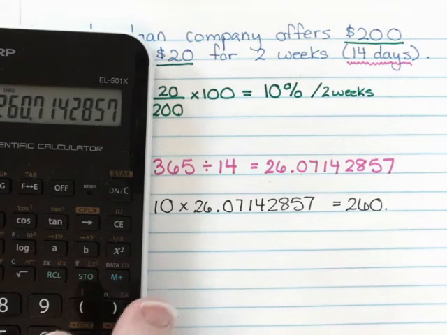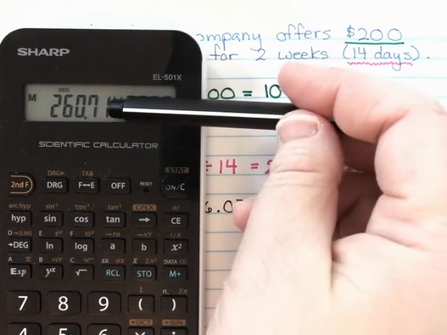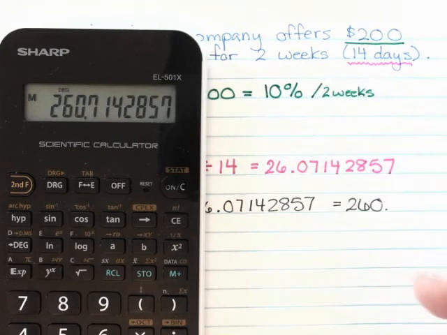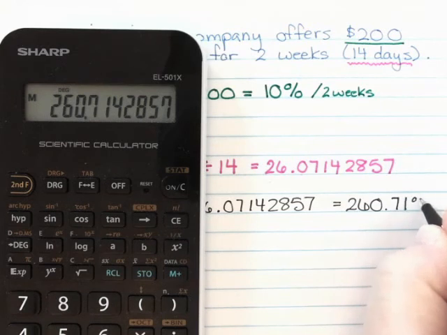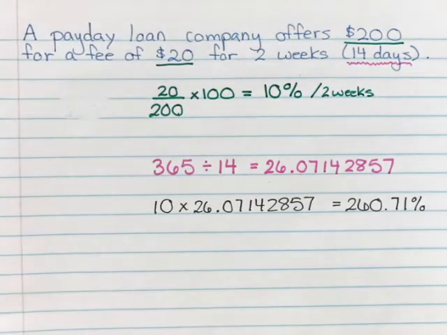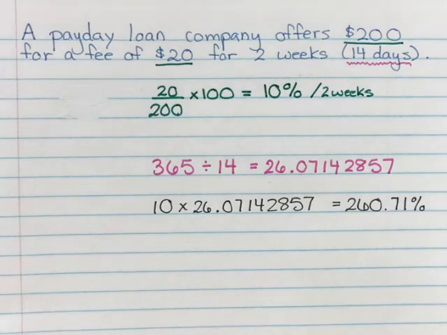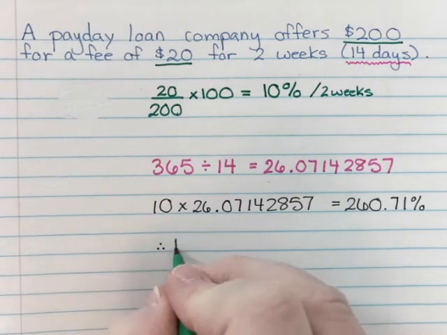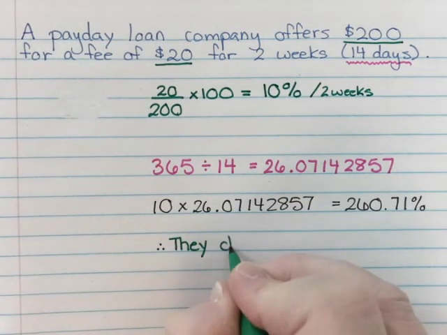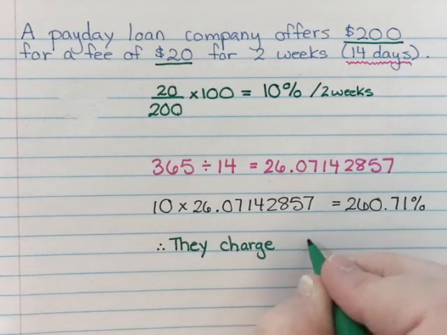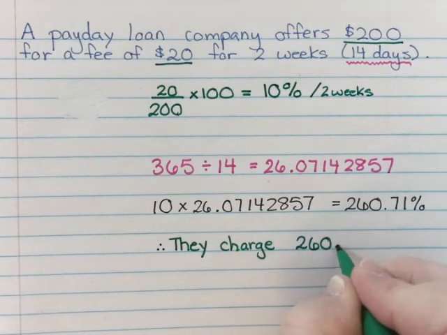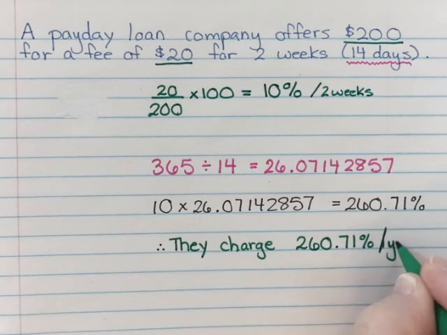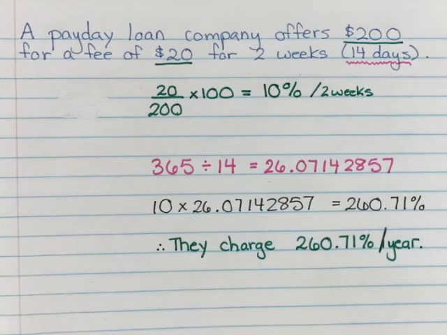And because this is my final answer, I think I'm going to round it. Two decimal places would be 7-1. The next number is a 4, which means we leave it as a 7-1. So that means they are charging me 260.71% per year interest. So that means, therefore, they charge 260.71% interest. I'll write per year. That's a lot of interest.